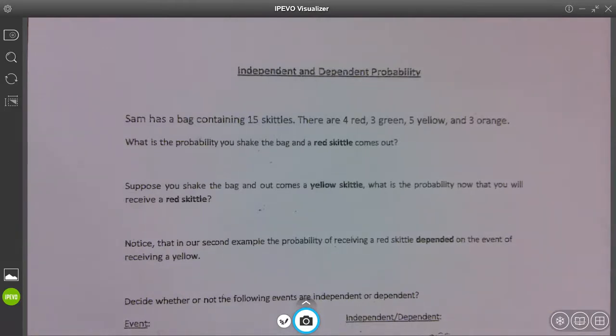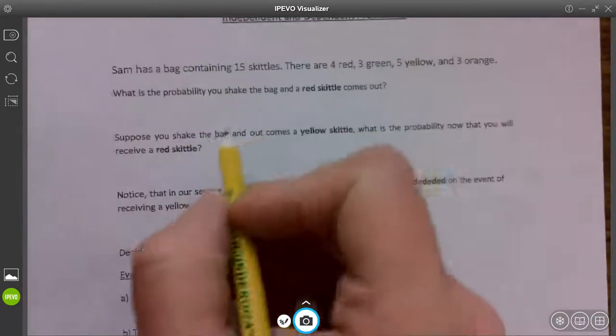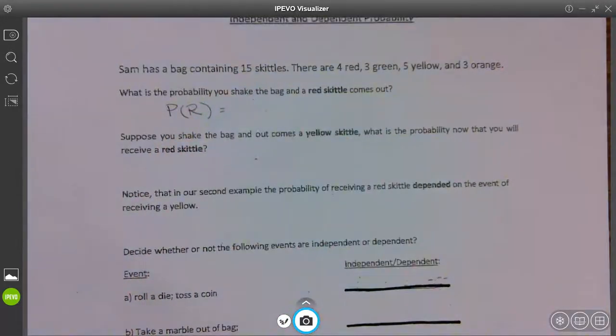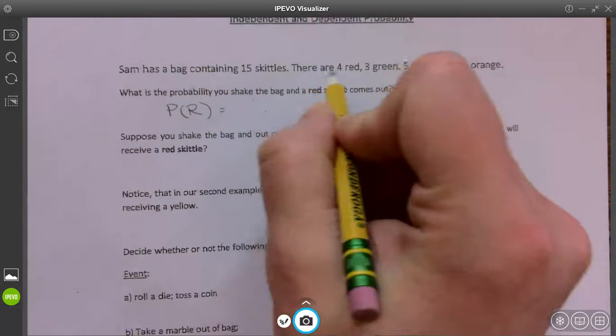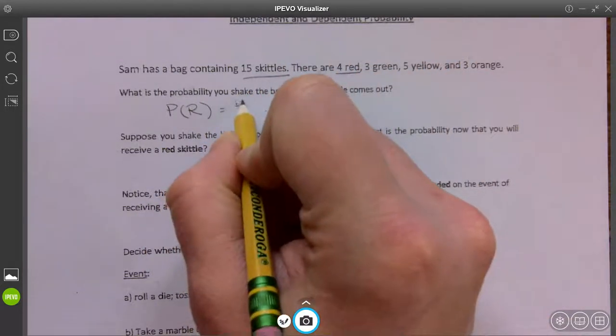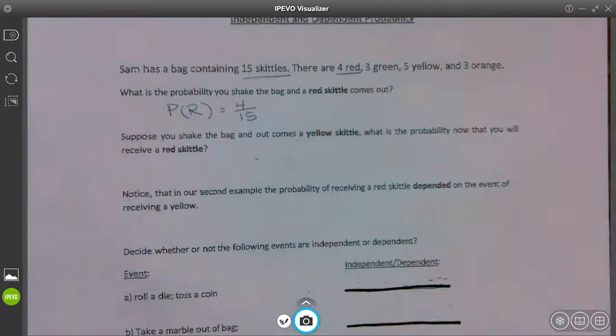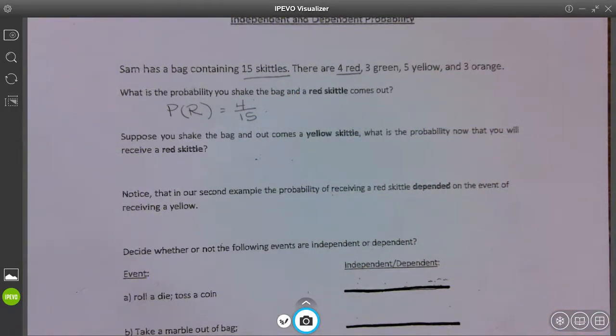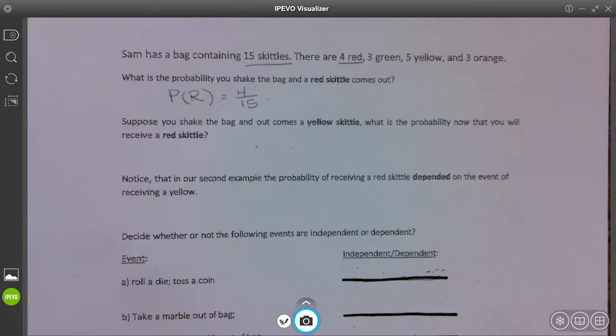So let's start with just an example. Sam has a bag containing 15 Skittles, and they're 4 red, 3 green, 5 yellow, and 3 orange. What is the probability you shake the bag and a red Skittle comes out? Well, there's 4 red out of 15 Skittles. So that's your probability. I would prefer you get in the habit of making a fraction and a percent, but we'll just leave them as fractions from now. I prefer the most reduced fractions, preferably. But if we don't, we don't.